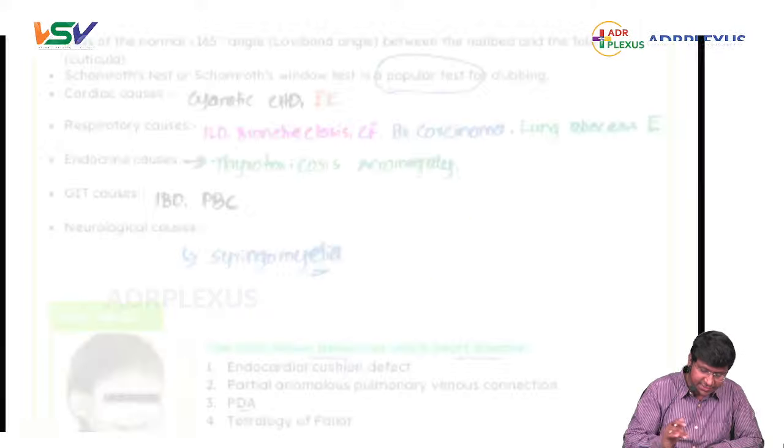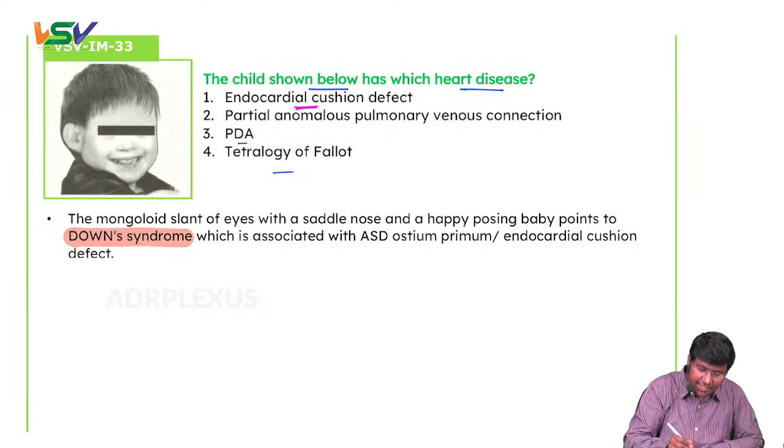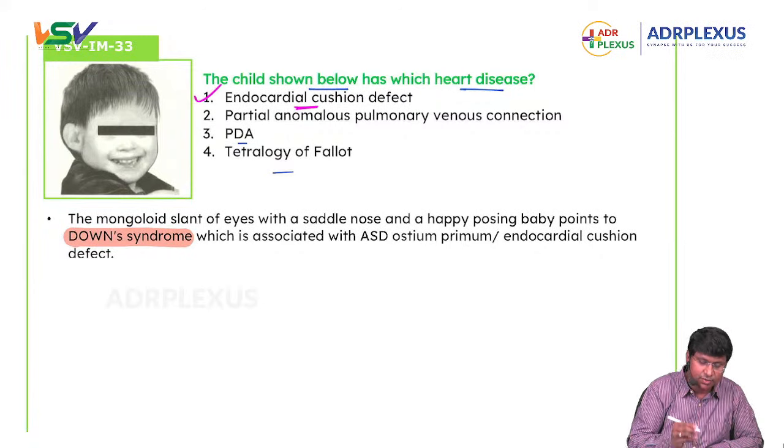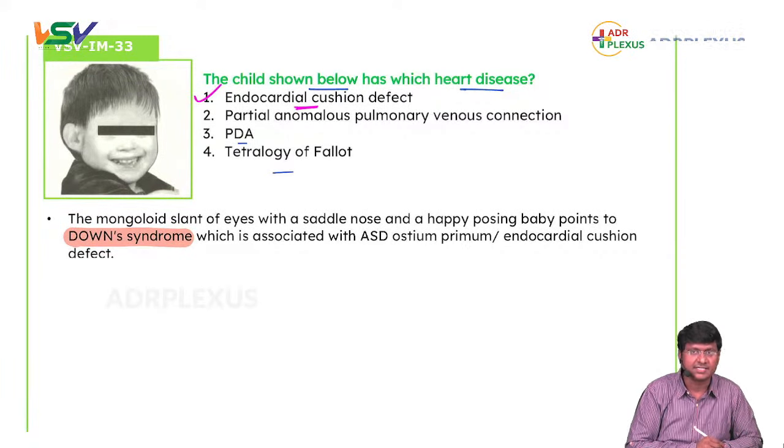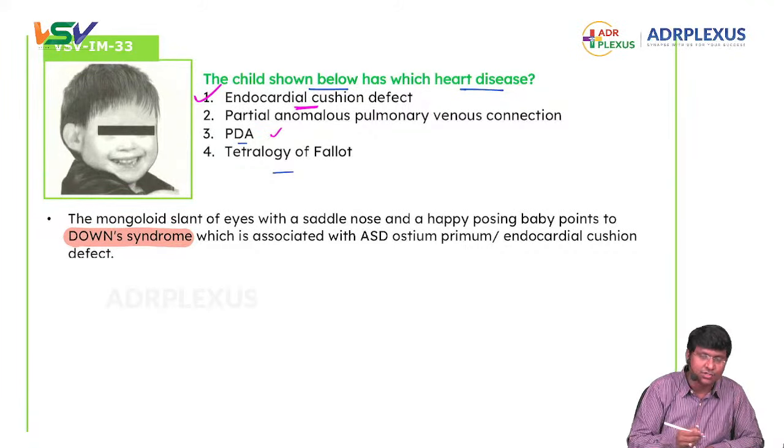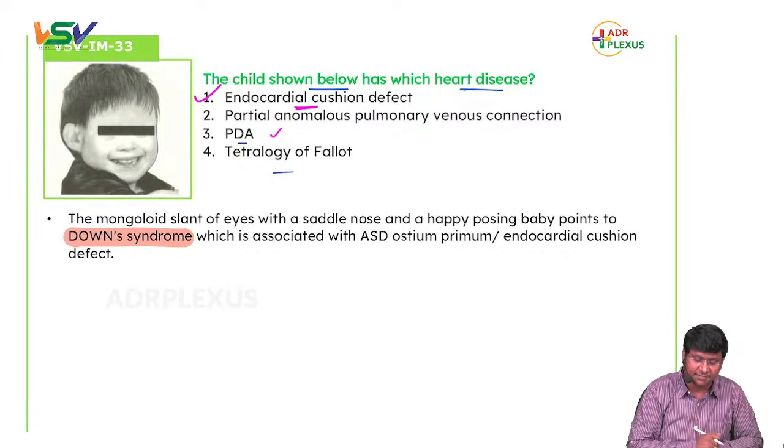So what is the answer in this question? Endocardial cushion defect is another name given for the atrioventricular septal defect. So the answer is A. Otherwise, even PDA is also part of Down syndrome, but the most common congenital heart disease observed in patients with Down syndrome will be endocardial cushion defect. So that is the reason why the answer is 1.